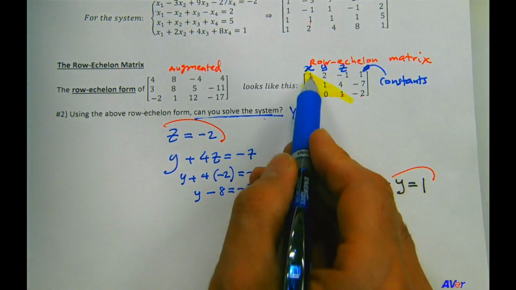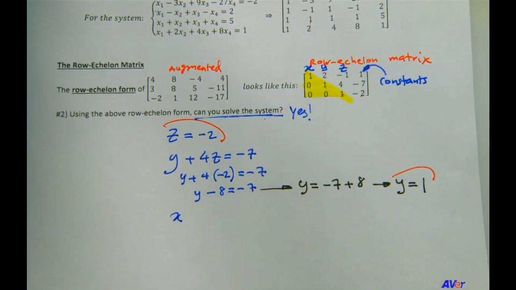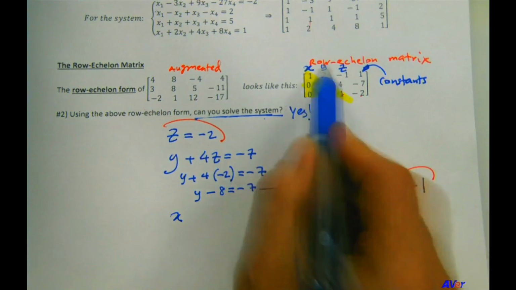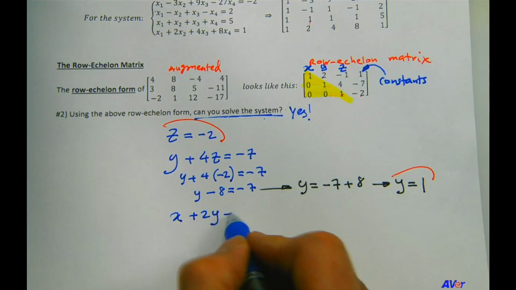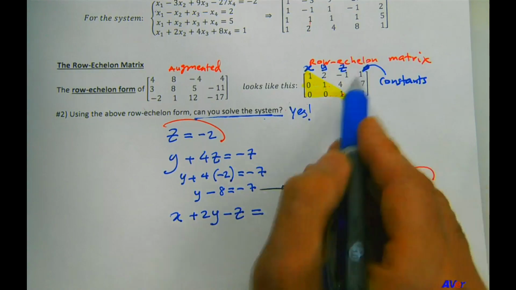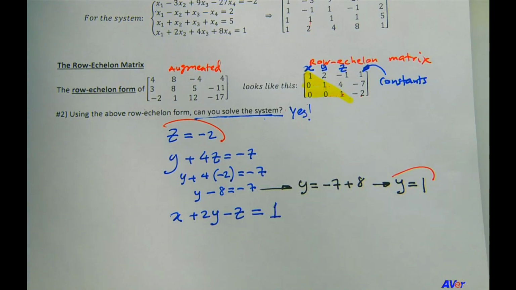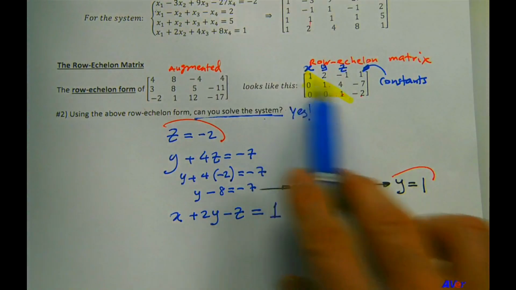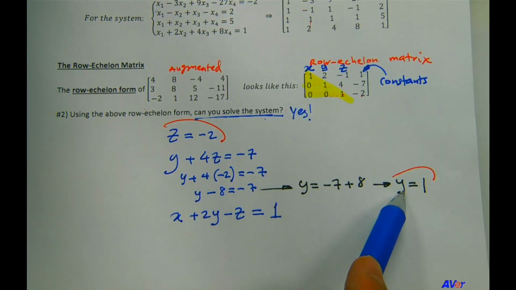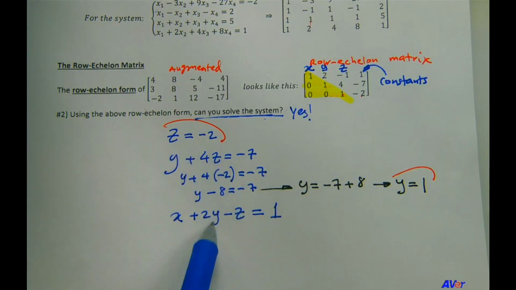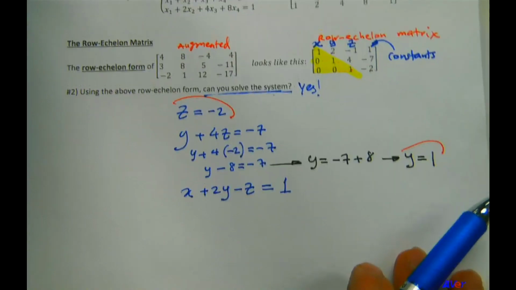So 1 times x is x, right? 2 times y, it's 2y. Minus 1 times z is minus z, equals the constant on the other side, which is 1. Do you see that? Did you follow how I got this equation from the top row coefficients? Okay? So now we already know what y is. We know what z is. We can plug in here and solve for x. That's very easy, right? So let's do that.